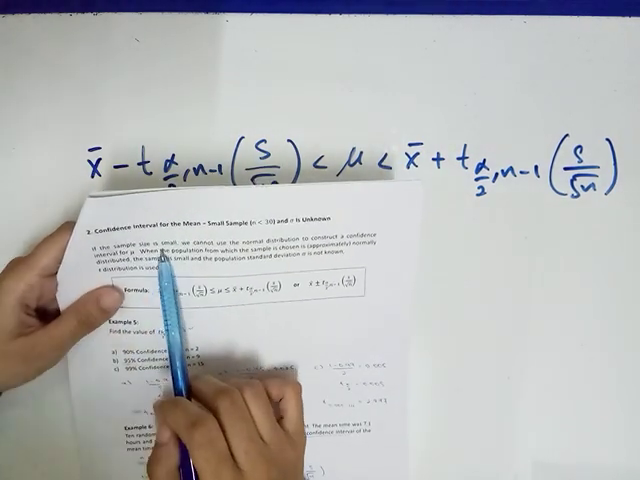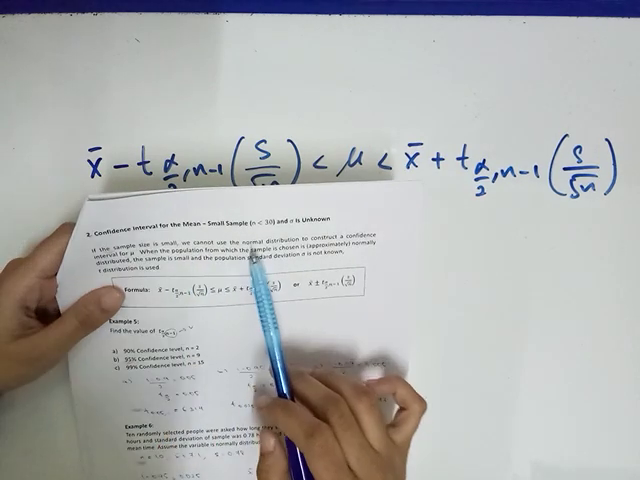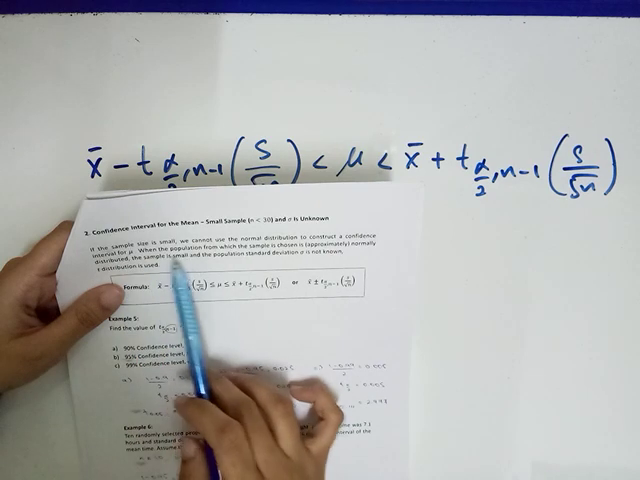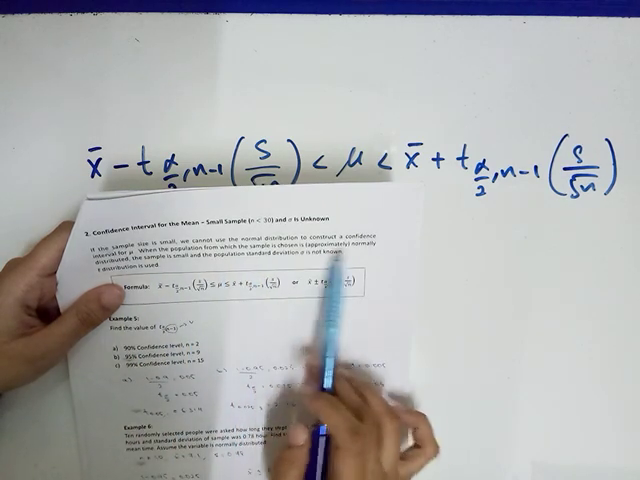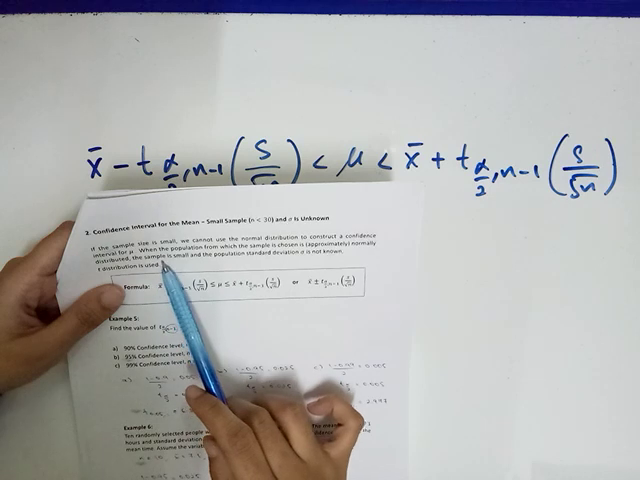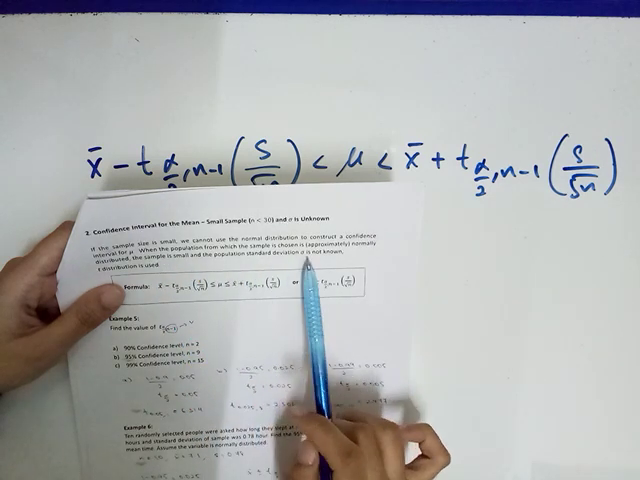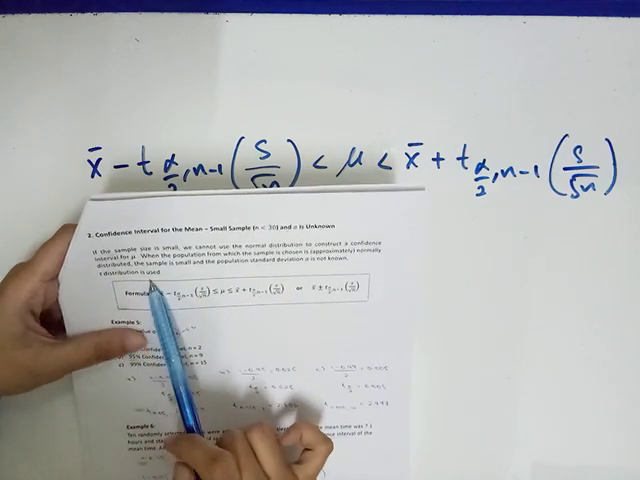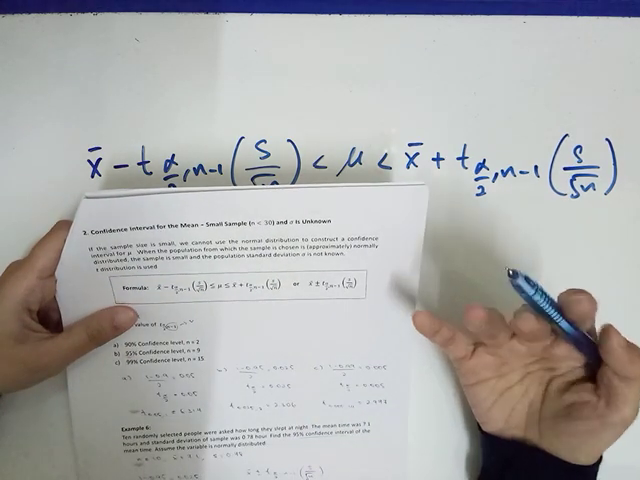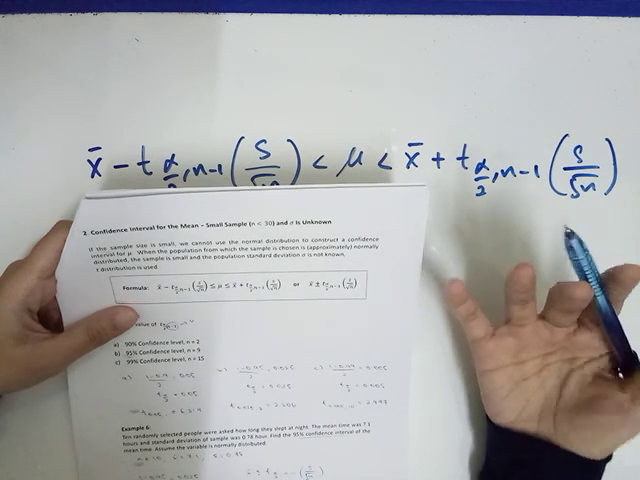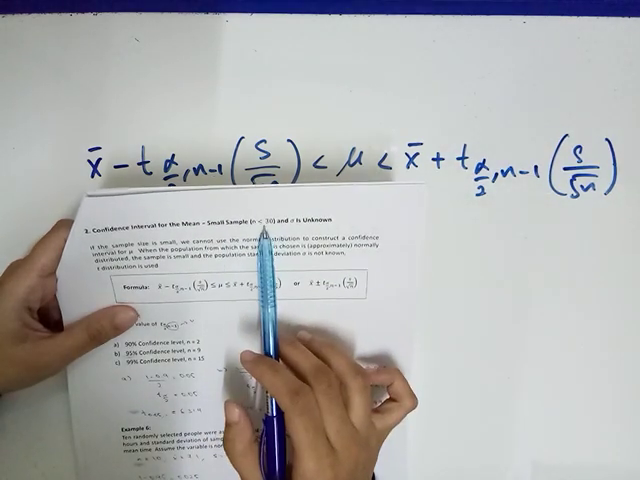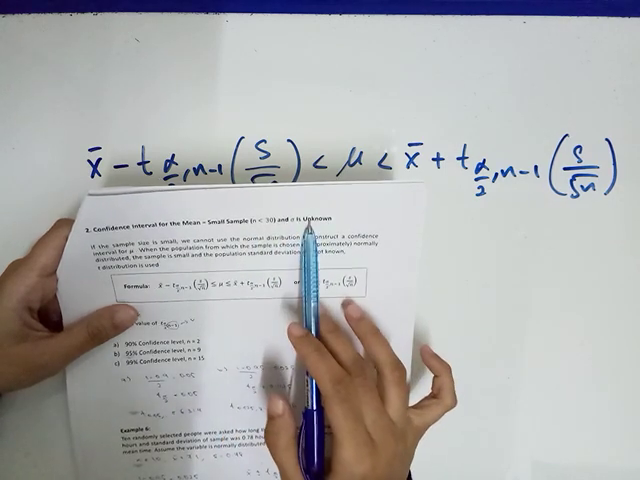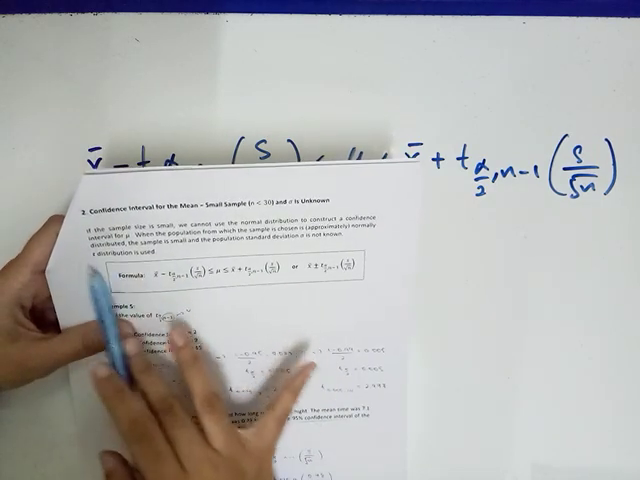If the sample size is small, we cannot use the normal distribution to construct a confidence interval for the mean. When the population from which the sample is chosen is normally distributed, the sample is small and the population standard deviation is not known, therefore the t distribution is used. That means when we need to find the population mean, when the sample size is small, which is n less than 30, and the standard deviation of the population is unknown, therefore we need to use the t distribution.